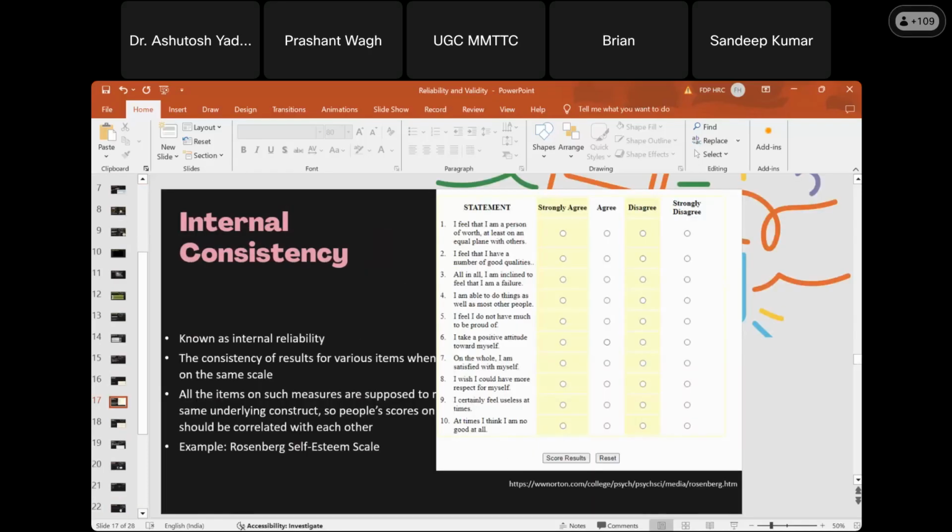Okay, moving on to internal consistency. So internal consistency, it is also known as internal reliability.